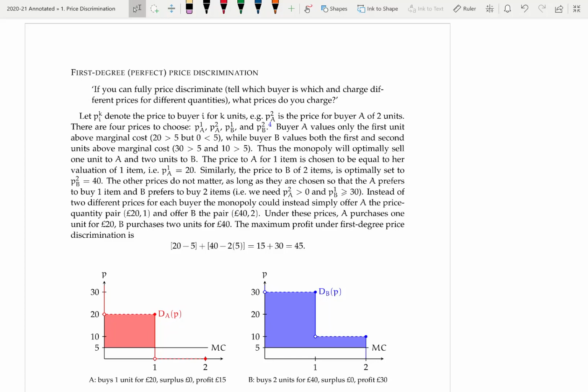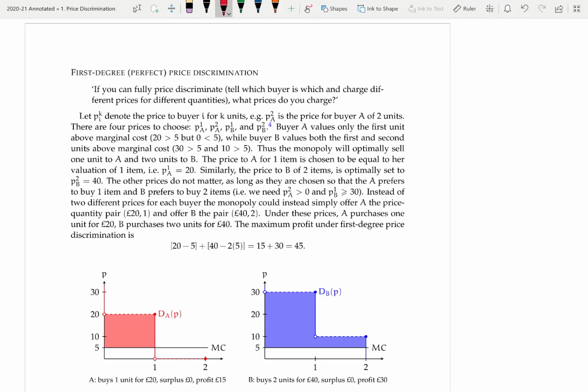Now, to answer this question, we are going to need 4 different prices. We need the price for buyer A for 1 unit, the price to buyer A for 2 units, and we need the price to buyer B for 1 unit and for 2 units. So the notation here, hopefully it's obvious. These are these 4 prices that I just explained.